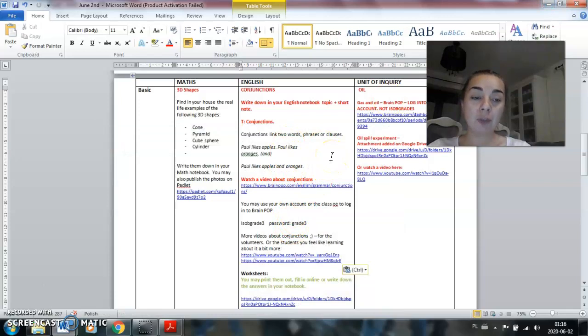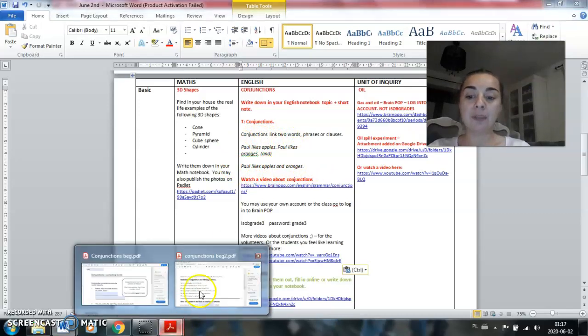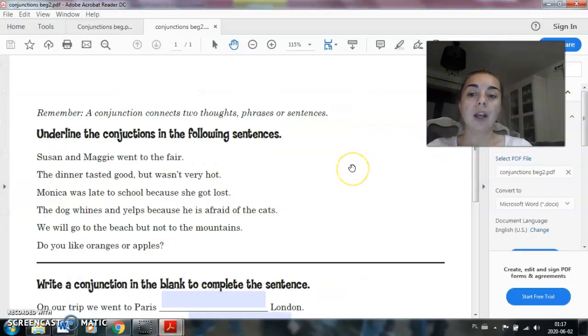So in your English notebooks, I would like you to write down the topic, conjunctions, write down the definition and the examples which are here, and then the worksheet. So in the first one, you need to find the conjunction and underline it, or if you don't have a printer and you want to print out the worksheet, just write down the conjunction in your English notebook.